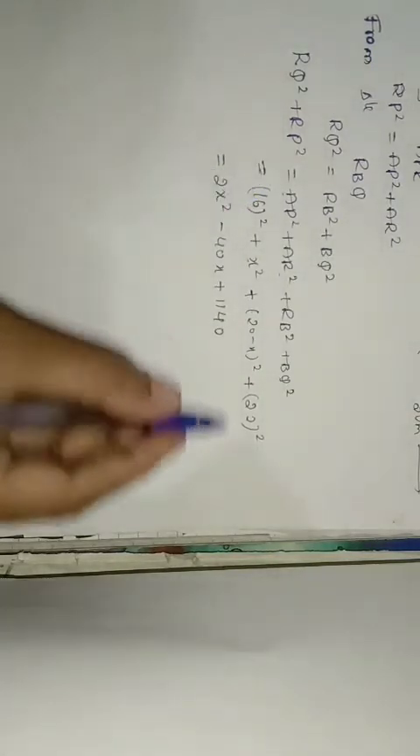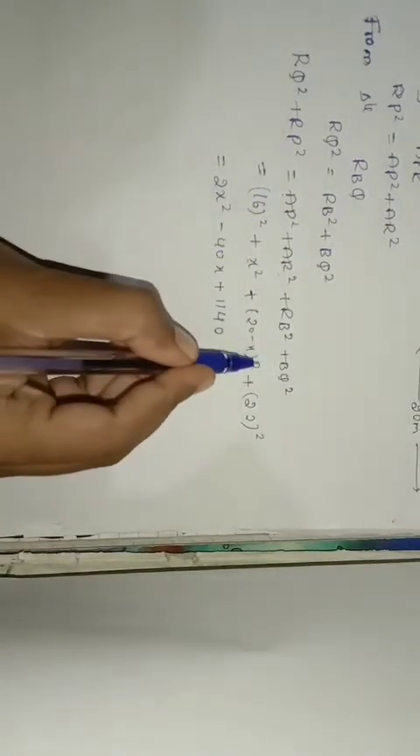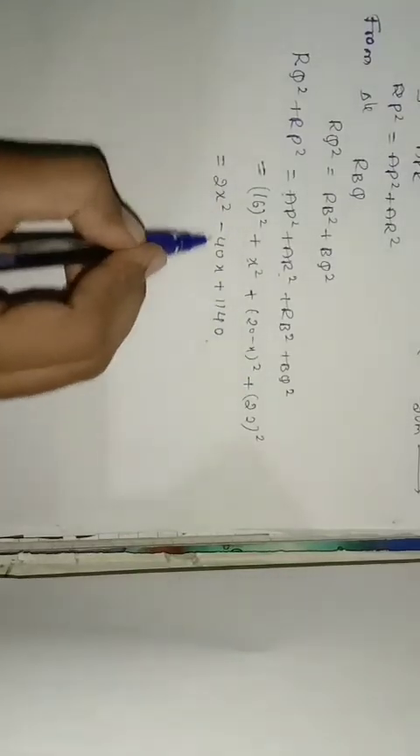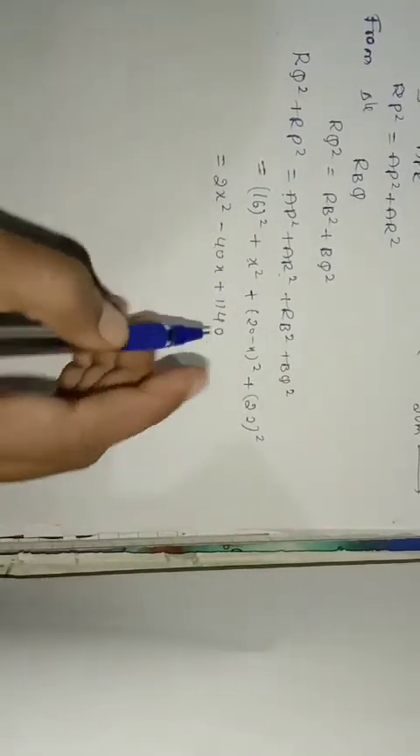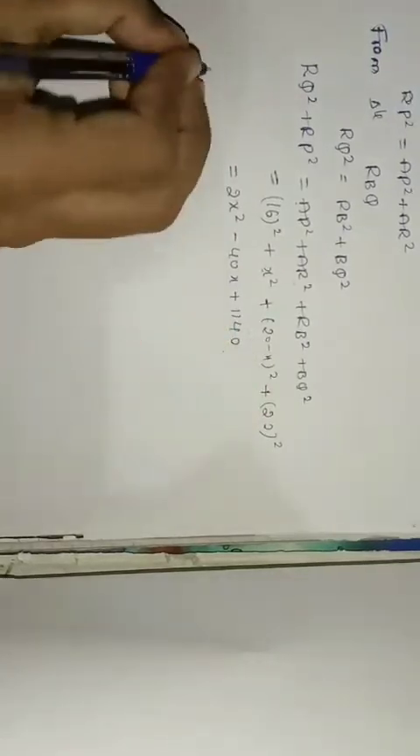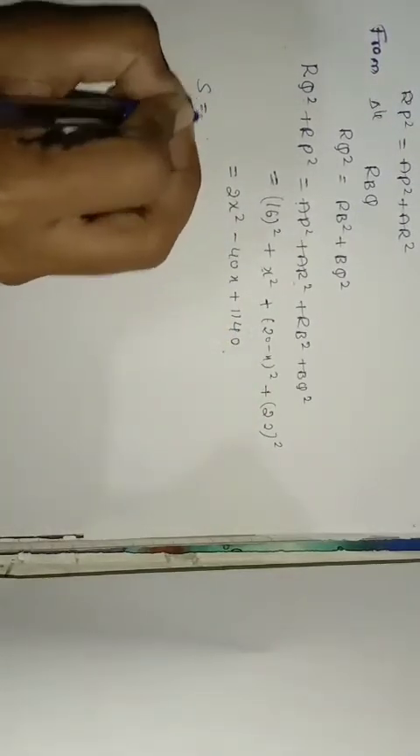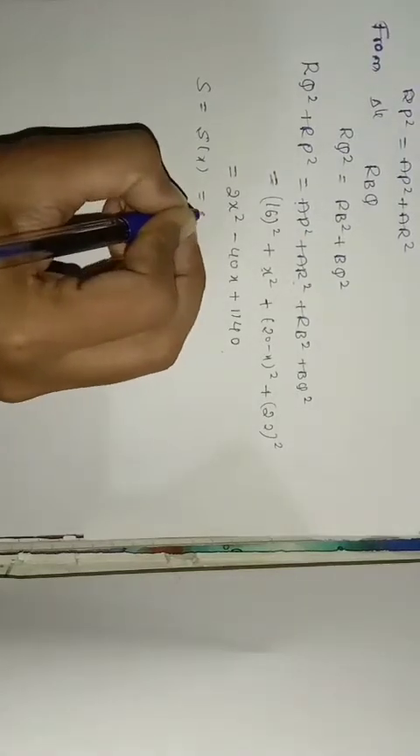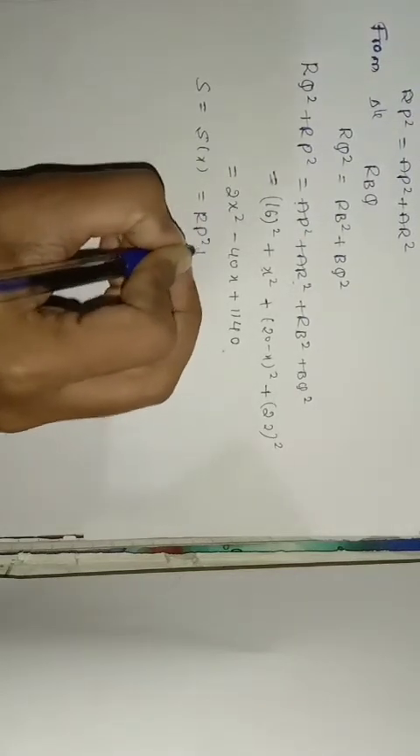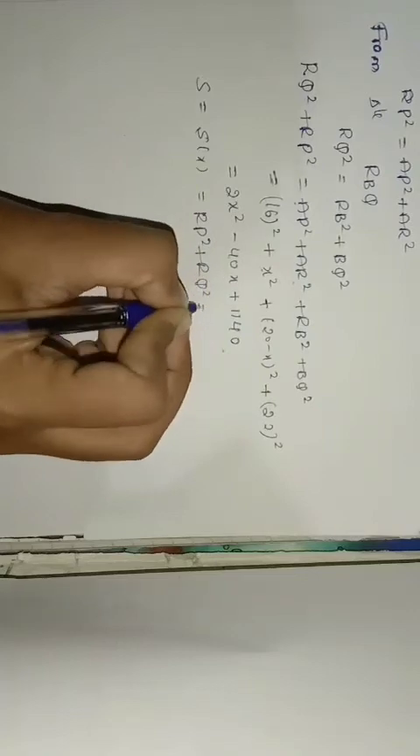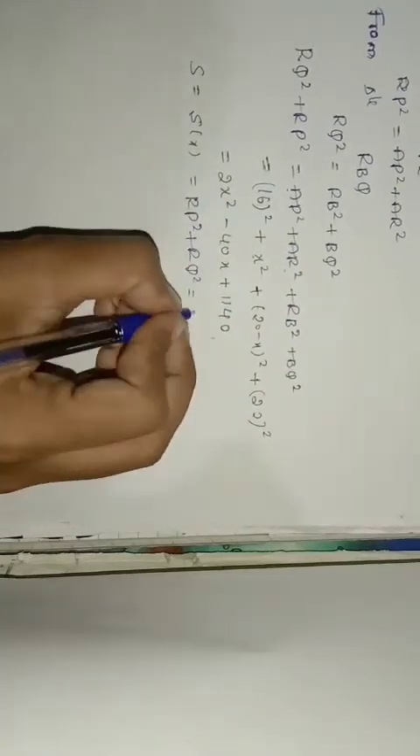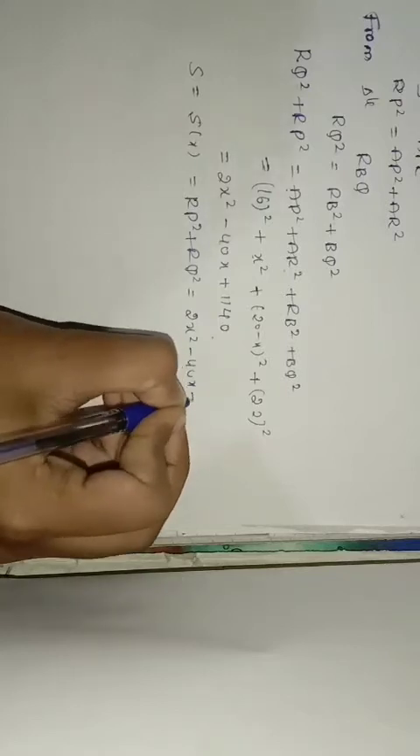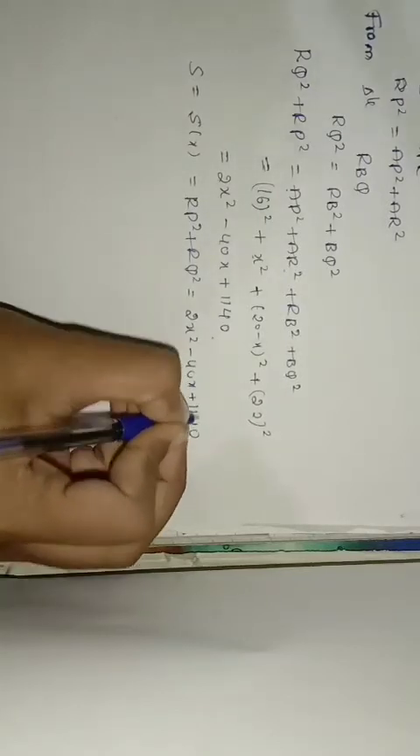If you simplify this one, apply the a minus b whole square formula. If we simplify all this, we get the equation 2x square minus 40x plus 1140. So suppose s is some s of x, that will be this. What is that? That is nothing but RP square plus RQ square, which equals the equation 2x square minus 40x plus 1140.